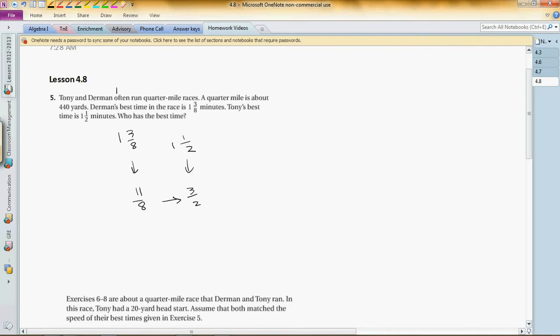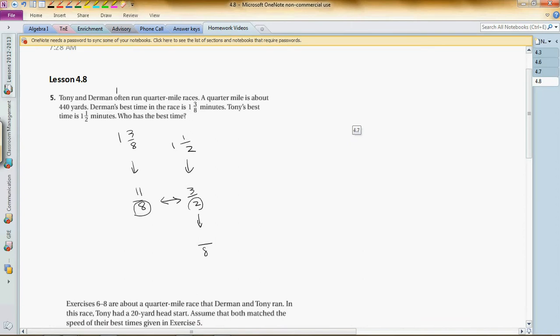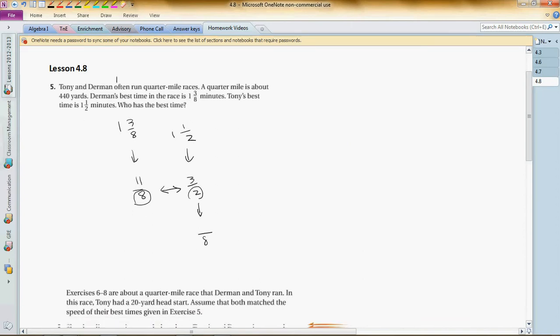Now we cannot compare these two yet, so we have to find the common denominator, the least common multiple of these, and then convert this to the equivalent fraction. So 3 over 2 will be some number over 8. Then compare those two, and obviously the more time you have, the slower you are in the race. So that's that.